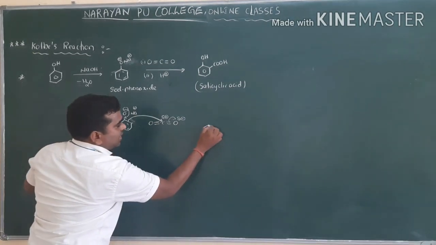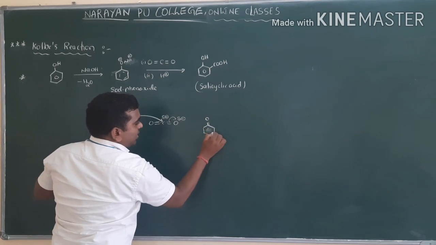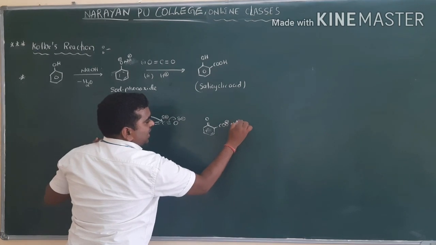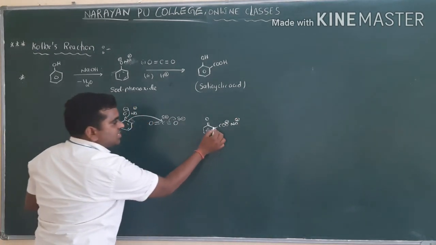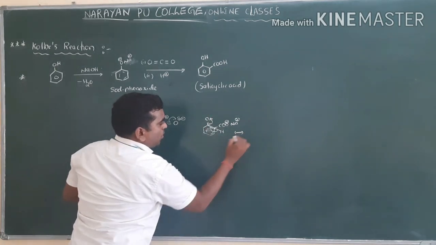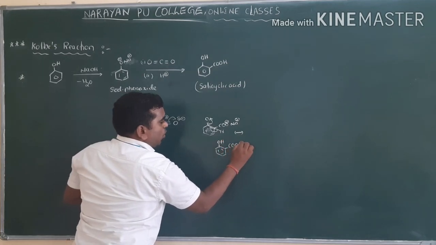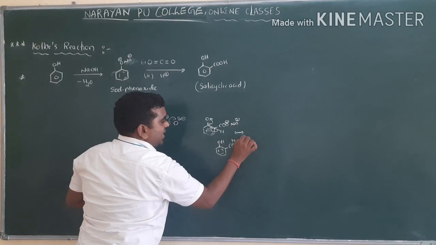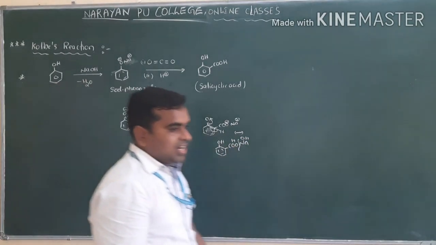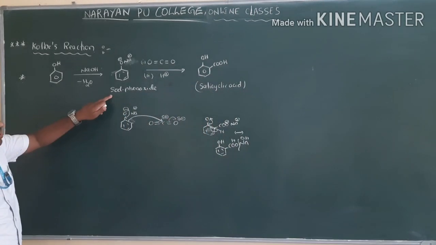Then the compound you will get has a double bond O and COO minus with Na plus. Next, to do the hydrolysis, H will come here, and you will get the compound with OH present and COONa. Next, on hydrolysis, H and OH, again you will get NaOH. This is not required. I just mentioned how salicylic acid is formed from the phenoxide ion.